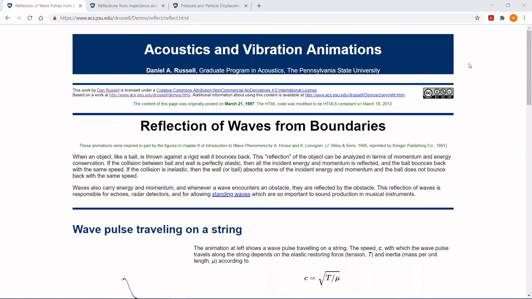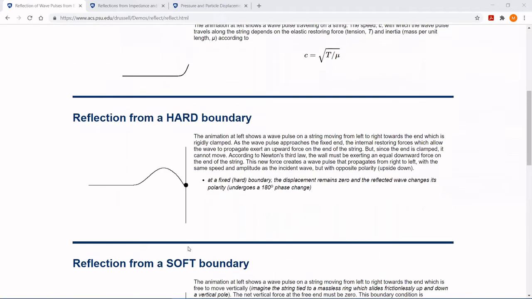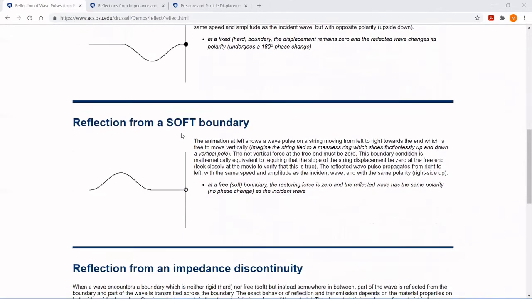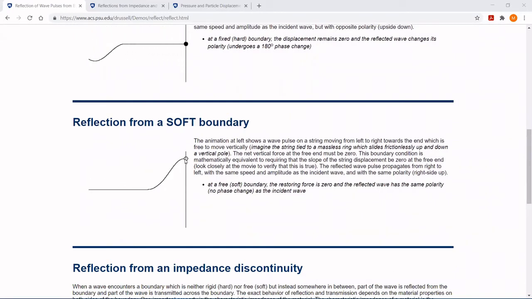Before we say a word about that, let's revisit pulses traveling down strings. Remember these two simple boundary conditions? If you have a pulse on a string approaching a hard boundary, that's what we called earlier a fixed end, the pulse gets inverted upon reflection, whereas a loose end doesn't create an inversion. The pulse is still right side up.